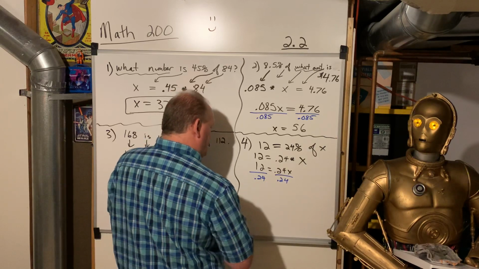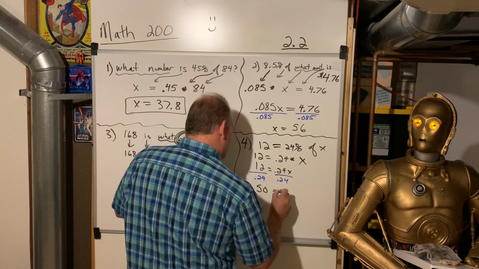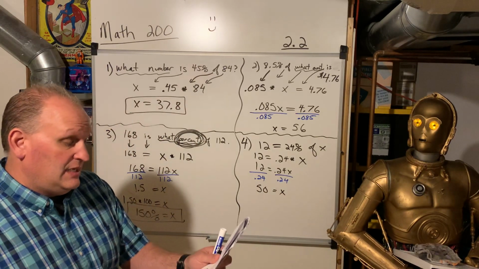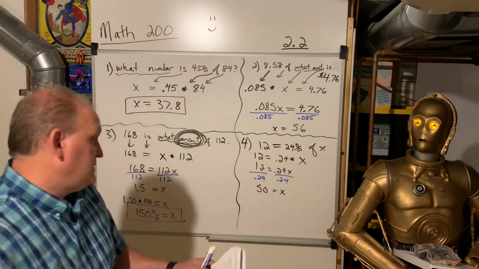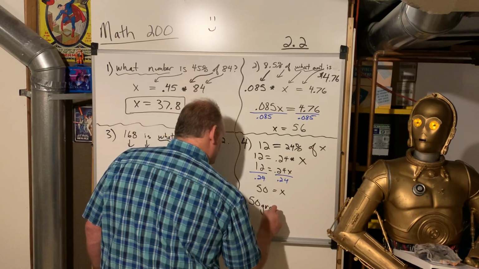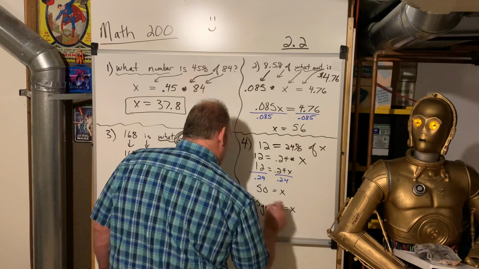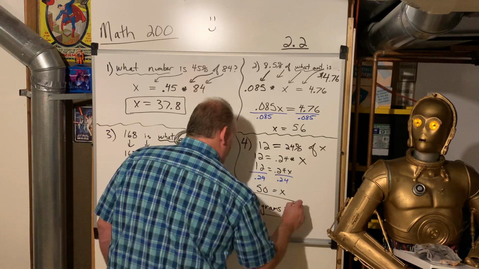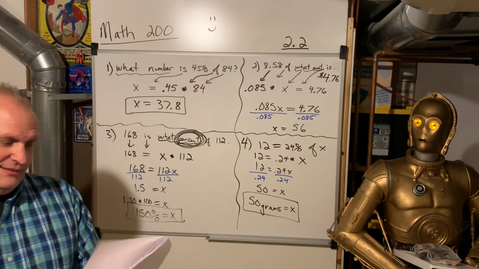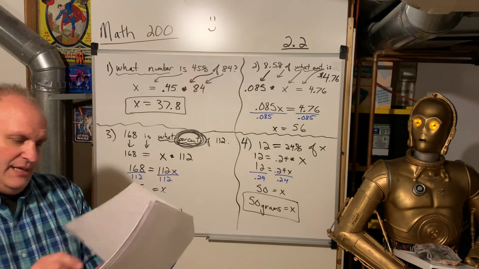And so 50 is equal to x. That would be, what are we in, 50 grams. Is the recommended daily allowance, apparently. All right. Cool beans.